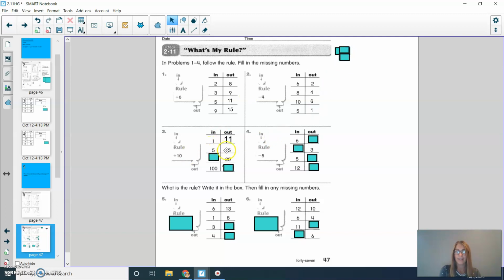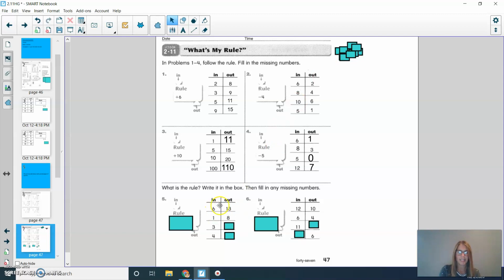It gave me 5 and 15, and I know 5 plus 10 is 15. Now I need to do the opposite. Anything 20 minus 10 would give me 10. 100 plus 10 would be 110. Now for question number 4, my rule is minus 5. And so if I have 6 minus 5, I would have 1. Now I need to do 3 plus 5. 3 plus 5 would give me 8. 5 minus 5 would be 0. And 12 minus 5 would equal 7.